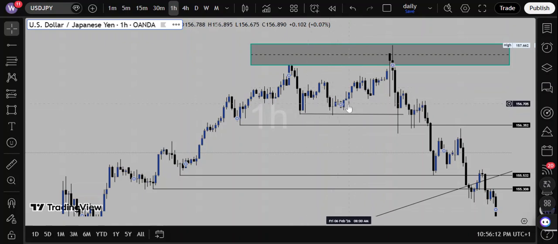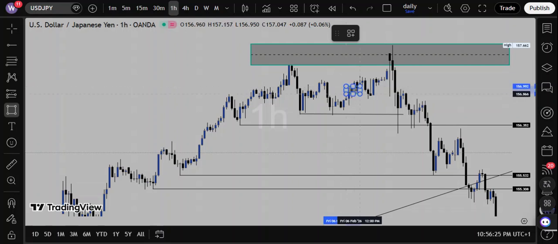Now, if you don't know how to spot fair value gaps, you can actually use indicators, but simple 101. Here is a fair value gap, right? Let me zone it out. Here is a good fair value gap area, as you can see right here. Now you want to enter in this fair value gap zone.